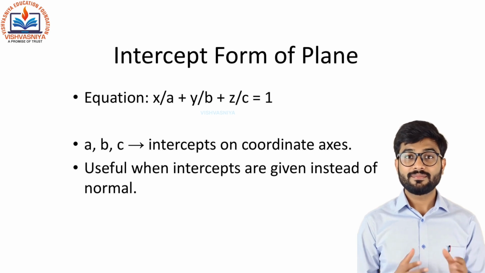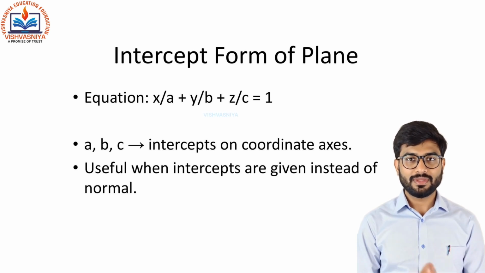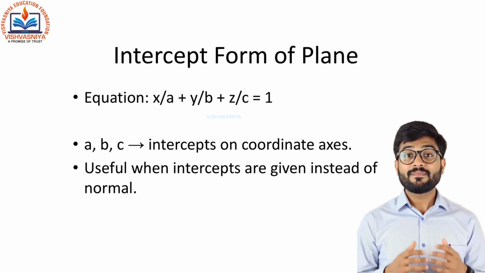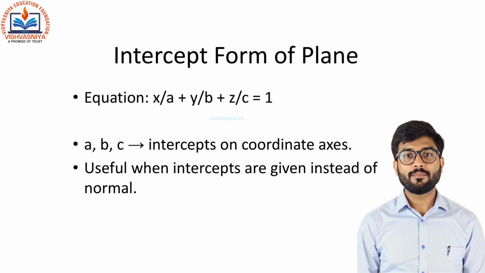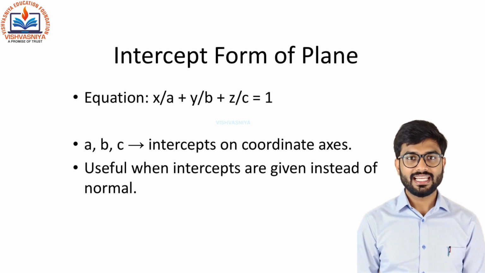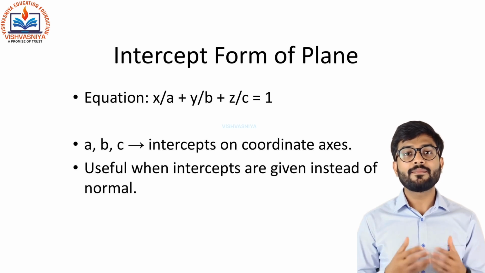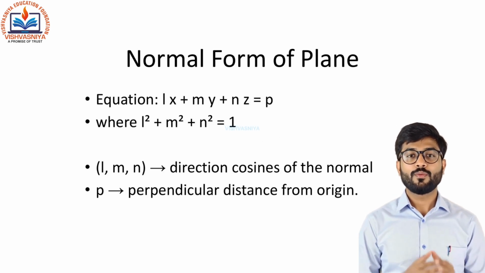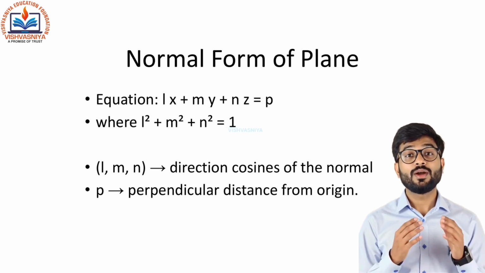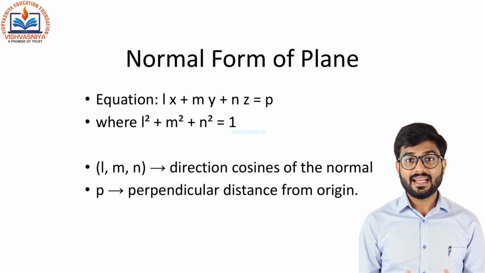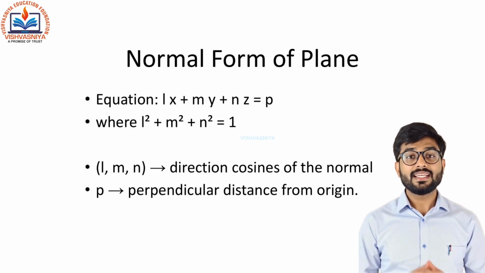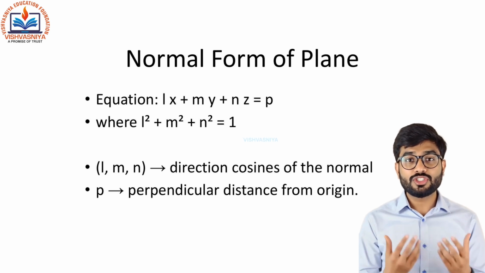Other useful forms. There are two other useful forms of plane equations. 1. Intercept form, x/a + y/b + z/c = 1. Here a, b, and c are the intercepts that the plane makes on the x, y, and z axis. 2. Normal form, lx + my + nz = p, where l² + m² + n² = 1. These letters l, m, n are the direction cosines of the normal to the plane, and p is the perpendicular distance of the plane from the origin.